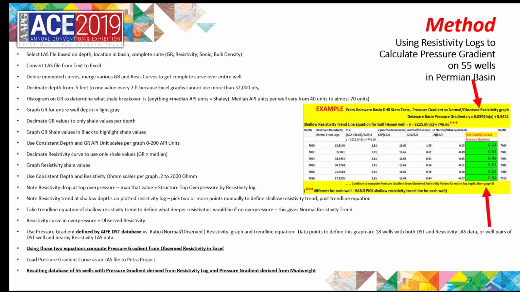Okay, so what we want to do is take that calculation, take those two equations, put them together, and calculate a bottom hole pressure for each one of those resistivity logs. You can come up and do this procedure 55 times for each one of the wells, and you'll come up with a pressure gradient curve derived from the resistivity log.